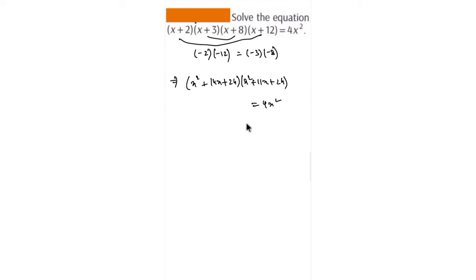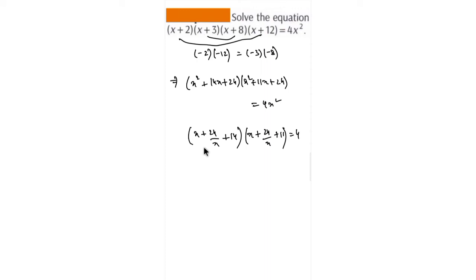So you can just divide by x square, because you cannot divide by a number for which it's 0. So I cannot put x equal to 0. That's the reason I can divide by x square on both sides. If I divide, I get x plus 24 by x plus 14 into x plus 24 by x plus 11 is equal to 4.